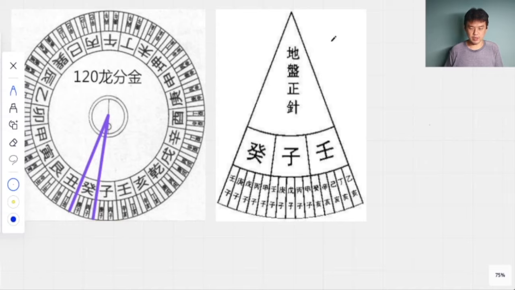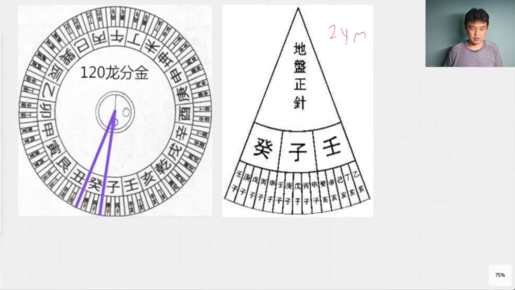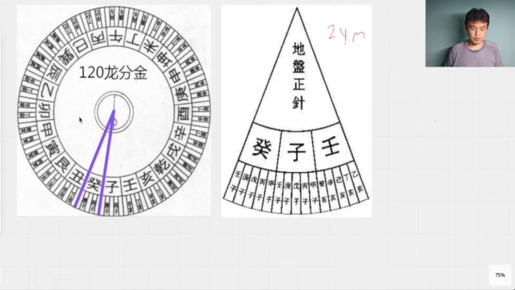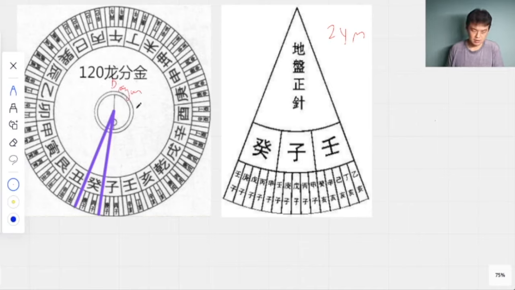This has something to do with the 24 mountains, the earth plate. We look at this lo pan. The first layer is the common 24 mountains plate. And if you are using a zhonghe or sanhe lo pan, you will have another plate called the 120 dragon, the 120 long feng jing.